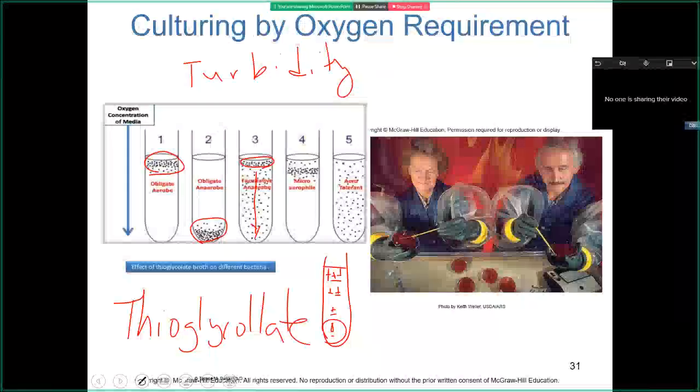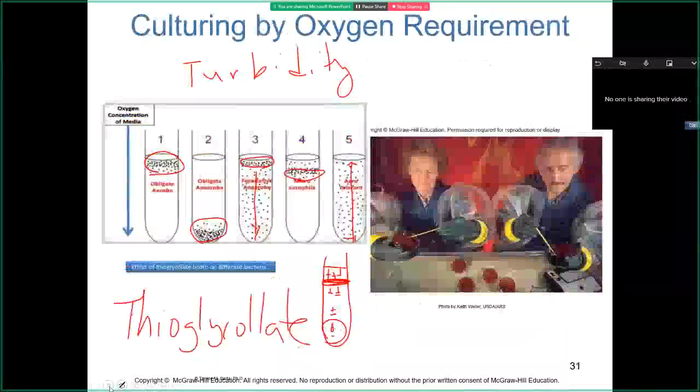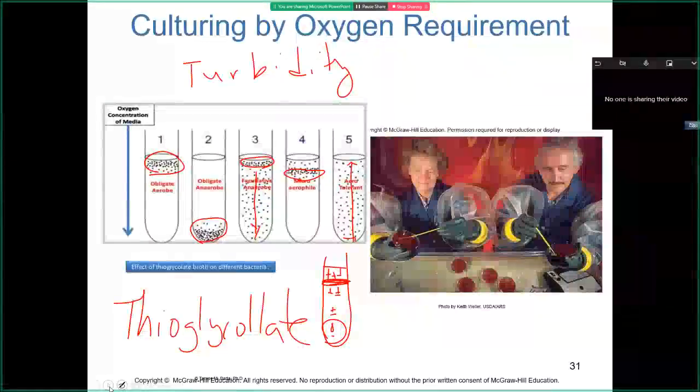Microaerophiles, they move down into this zone here where you've got some oxygen, but it's nowhere near as high as it would be right at the top. So you can see a band of strong turbidity right there. That's a microaerophile. And then aerotolerants, those are organisms that could care less. They don't require oxygen, but they don't get inhibited by it either. So you can see the amount of growth is equal all the way through that tube. Aerotolerant, these are a type of anaerobe that differs from a facultative.